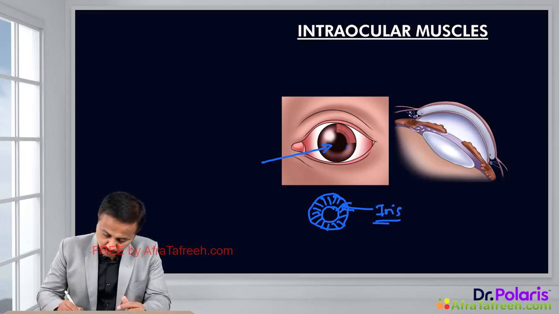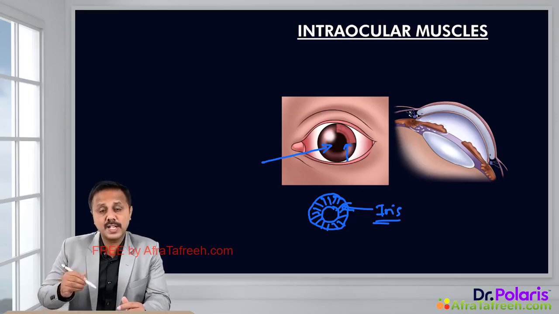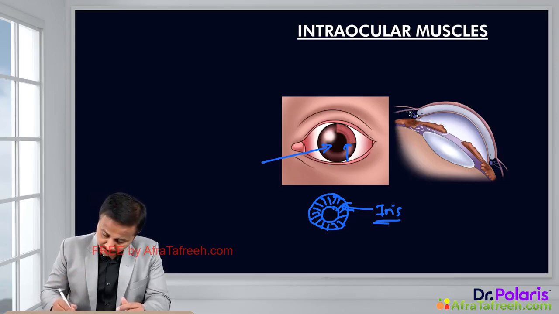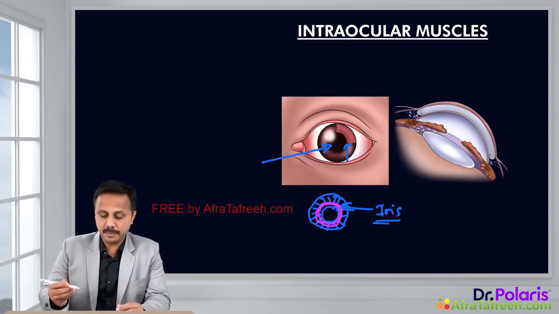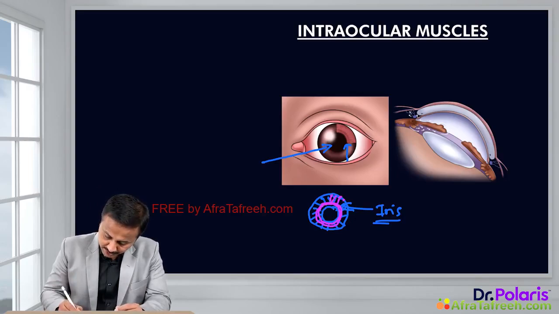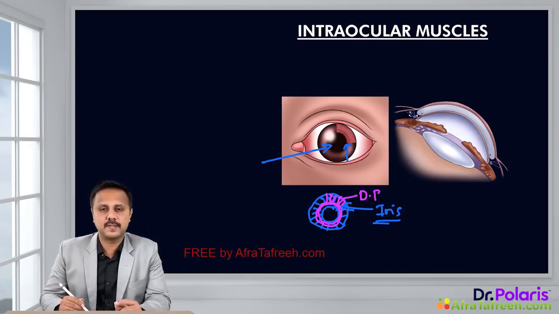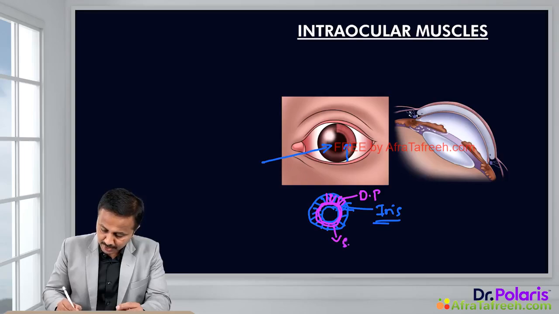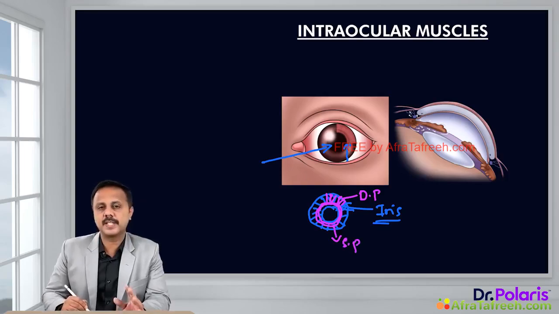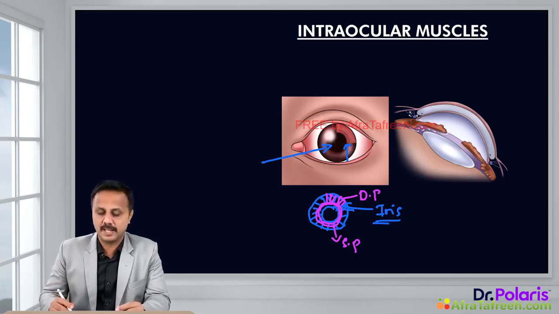If you observe, one of these muscles is concentrically arranged. So the muscle fibers are arranged like this. Right? These are sphincter pupillae. If you closely observe, the outer part of the muscle is radially arranged. And this is dilator pupillae. So that's how we identify. Dilator pupillae are radially arranged just like the spokes of a wheel, whereas the sphincter pupillae is concentrically arranged. This is the location of dilator pupillae and sphincter pupillae.